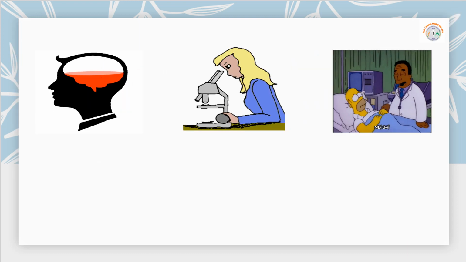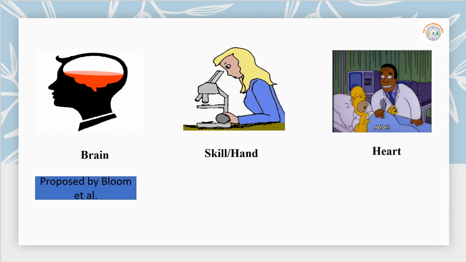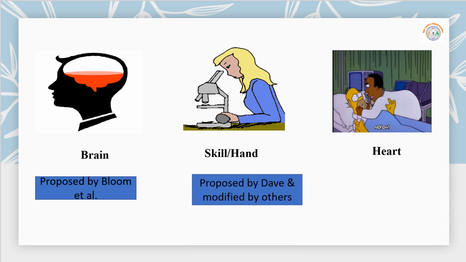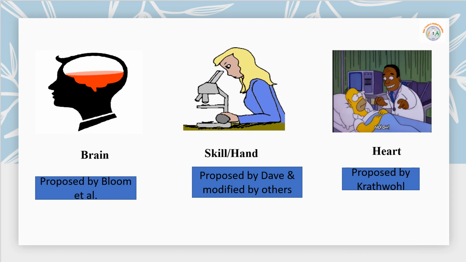So we can say that to become a competent Indian medical graduate, we need to use our brain to acquire knowledge. We need to use our hand to acquire the skill, and we need to use our heart to communicate with the patient and the relatives. So this cognitive domain was proposed by Bloom, and the skill domain was proposed by Dave and modified by others, and the heart or the affective domain was proposed by Krathwohl.